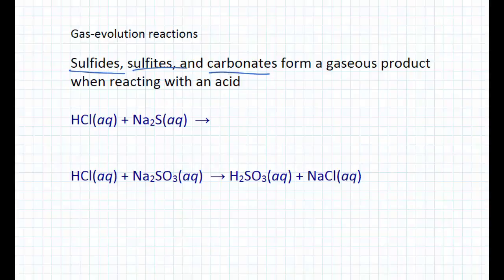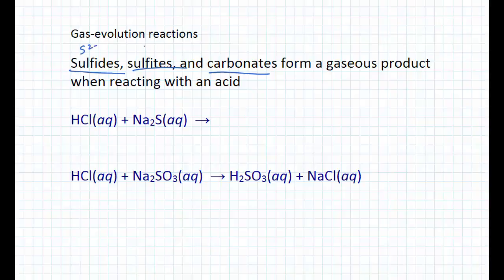So, what is a sulfide? What does the sulfide ion look like? It looks an awful lot like chloride or bromide or oxide or something like that. So S2 minus is sulfide. Okay.